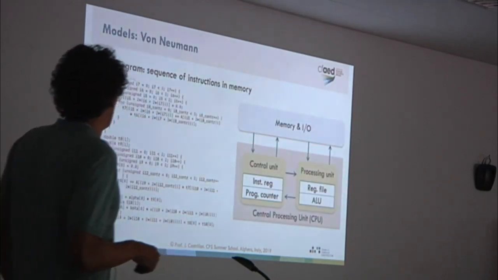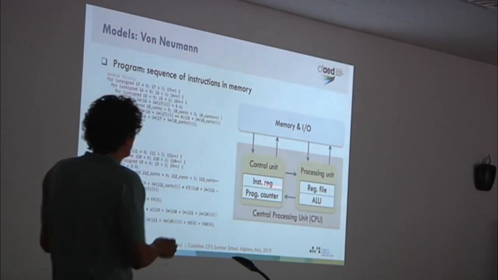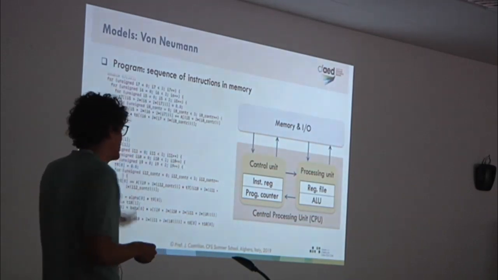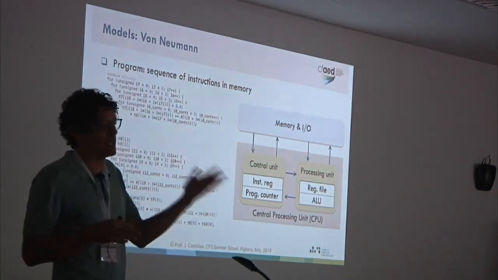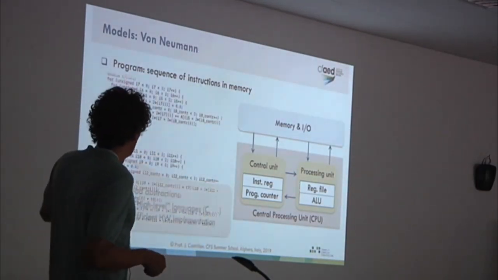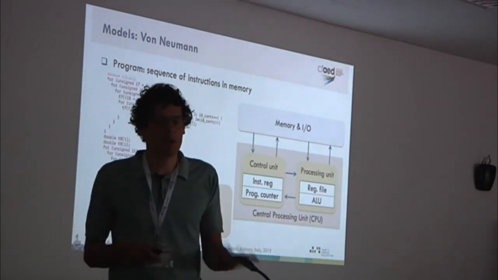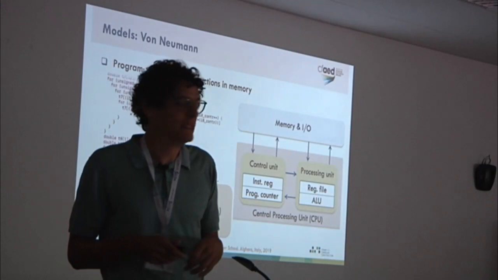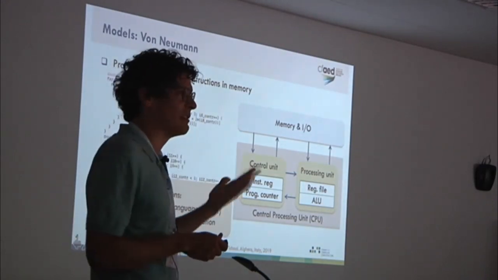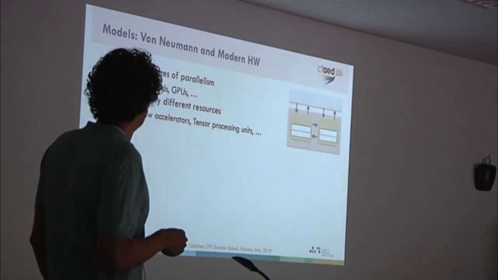Yeah, so models. We've been talking about models, and von Neumann is the model that we use for programming these machines for a long time, for 60 years, because you assume that you are fetching instructions in sequence and executing them in sequence. And for that, a language like C or C++ is a very good abstraction, so that's why it was with us for a long time. But I think it's needless to say that that's not cutting the job so much.